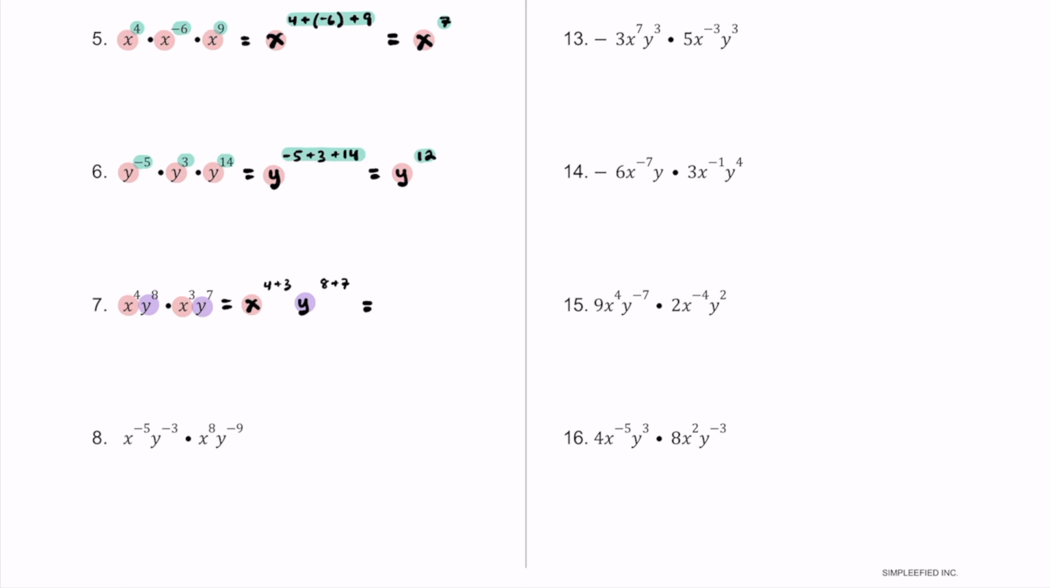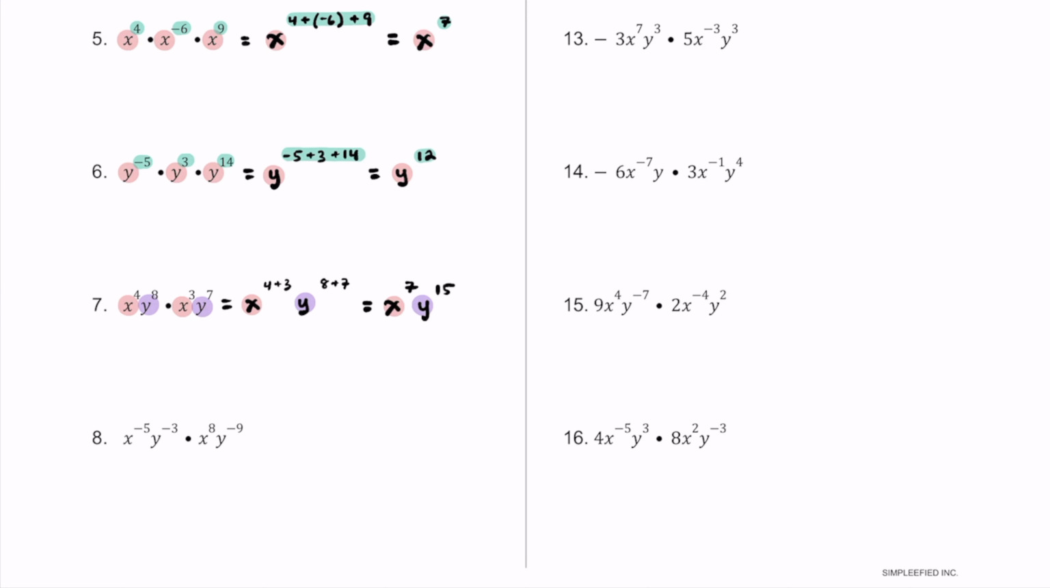Now simplifying this just a little bit here, we're going to have an x. And this x over here is going to be raised to the 4 plus 3 power, which is 7. Now in terms of the y's, we're going to have this y as our base here. And if we go ahead and add this 8 plus 7 is 15. So it's going to be y to the 15th power.